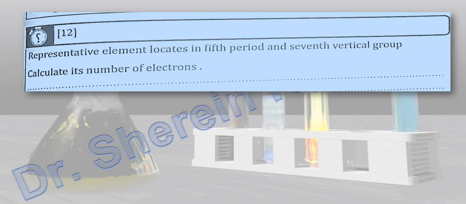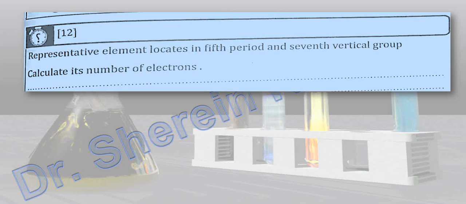Question number 12 says that a representative element is located in the fifth period and the seventh vertical group. Calculate its number of electrons. So we have a representative element present in the fifth period and the 7th vertical column. If we want to calculate this number, we have the fifth period, so starting from the first energy level, we have 2 electrons.